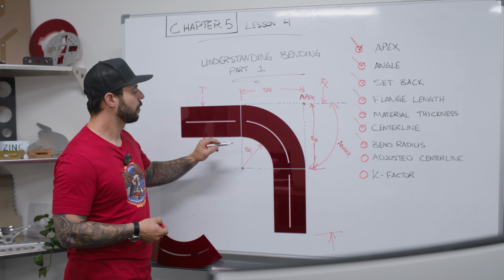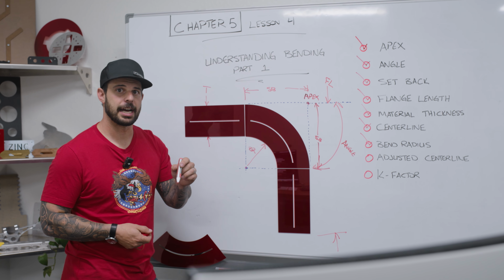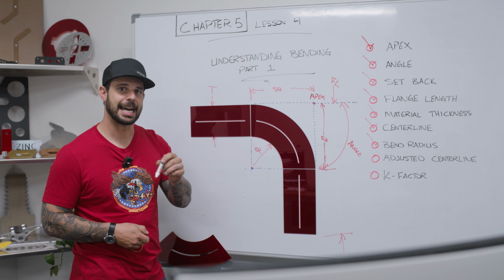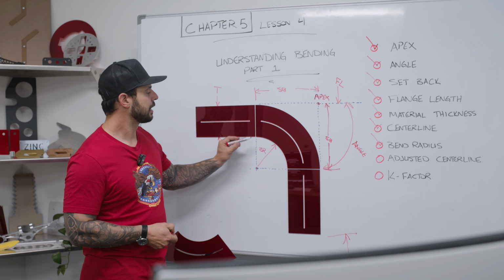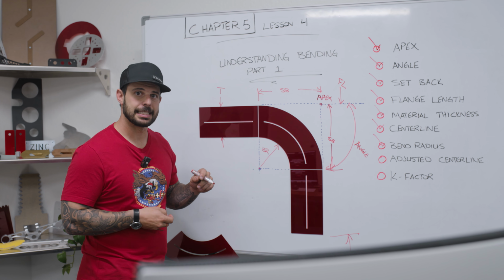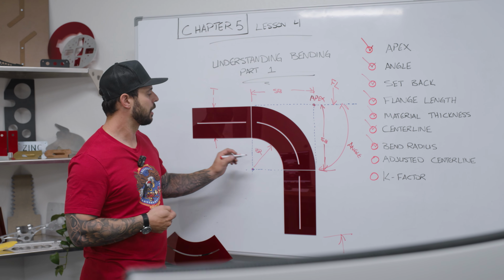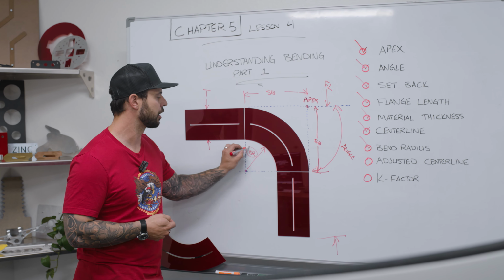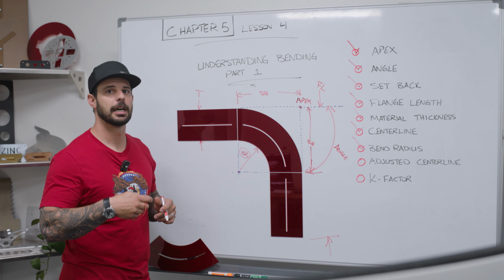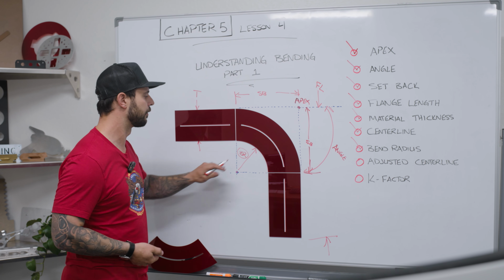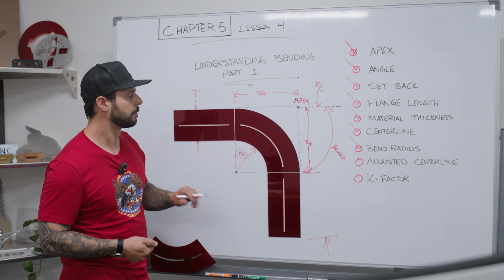How to get this value is going to be dictated by the manufacturer. On SendCutSend, if you go to the guidelines for that material, you're going to see the effective bend radius at 90 degrees. That's dictated by that punch that we're talking about. So understand this is a value that you're going to find from the manufacturer, unless you're doing it yourself, in which case you can choose which punch you're looking for.